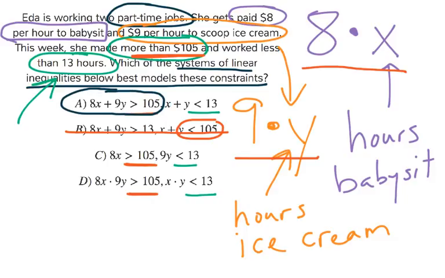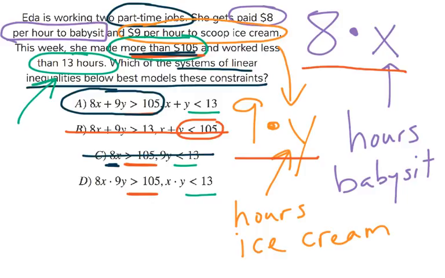Let's go look at C and D, see if they have a good first equation. 8x is greater than 105. Well, 8x just has one of her jobs, right? That's just the babysitting job. And just by itself, that's not going to be greater than 105 because she made more than $105 at both jobs. So that's not going to work.